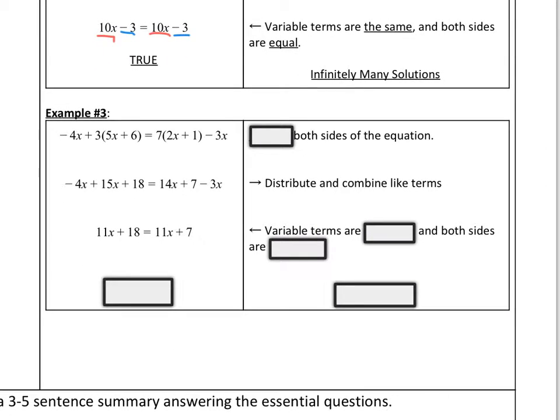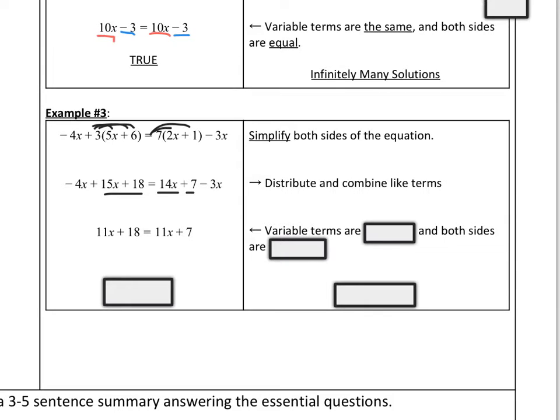We've got a lot going on here. Negative 4x plus 3 times (5x plus 6) equals 7 times (2x plus 1) minus 3x. Even when we have a crazy equation like this, we still start by simplifying both sides of the equation. It's usually easiest to distribute first. If we distribute, the 3 times 5x is 15x. 3 times 6 is 18, which we get down here. 7 times 2x is 14x. 7 times 1 is 7.